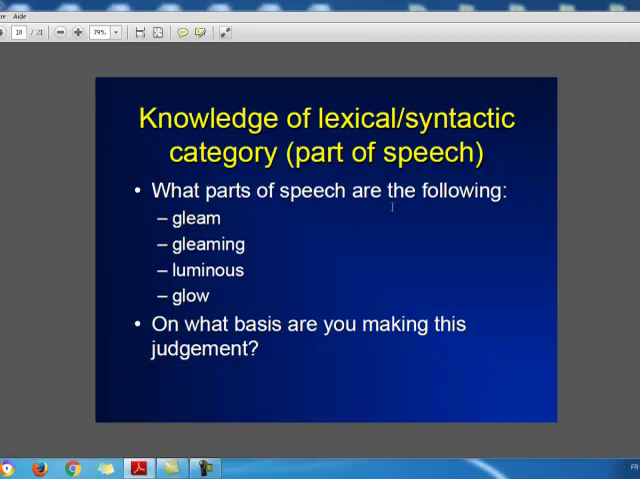What parts of speech are the following? Gleam, gleaming, luminous, glow. Now, on what basis are we making this judgment to say that this is a verb, not a noun, this is an adjective, not an adverb, and so on and so forth? So here we have to have some what we call criteria.